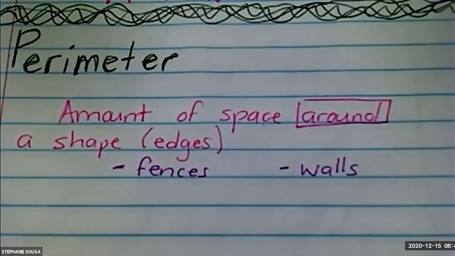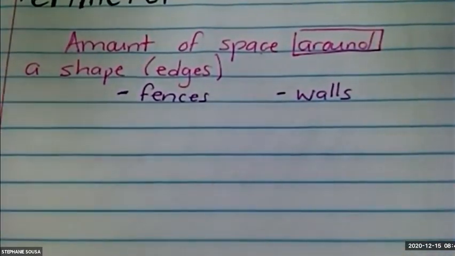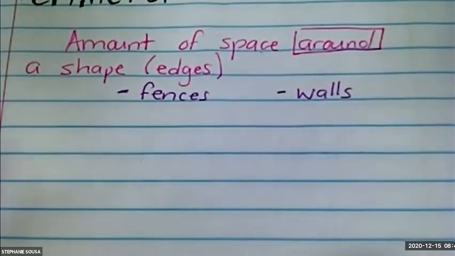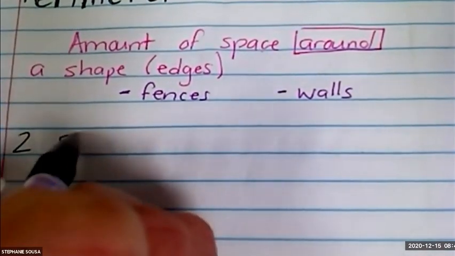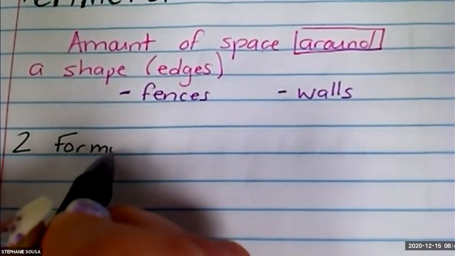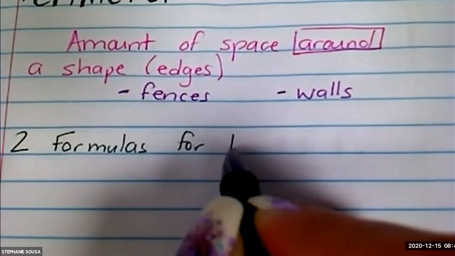There are two formulas for perimeter, or two ways to find the perimeter of a shape that we will write down next. I'm going to scoot up. I'll leave the pink there so that you can see it, but I'm seeing some pencils slow down, so I think we are ready to write more. So there are two formulas for perimeter.